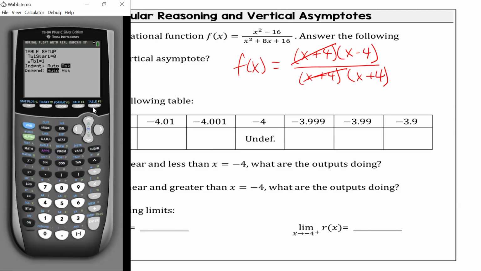Okay, so now when I go to the table, I'm going to put in the values that I need. So our table needs negative 4.1. So I have negative 4.1, and I'm going to hit enter. Then I'm going to type in negative 4.01. So we put in our y equals. Then we're going to go to second window, and we're going to switch our independent from auto to ask. Now when we go to our table, second graph, we can now type in the specific values that we need.